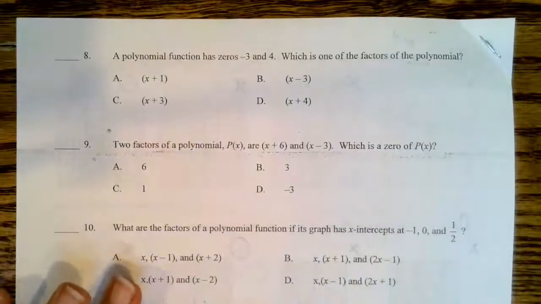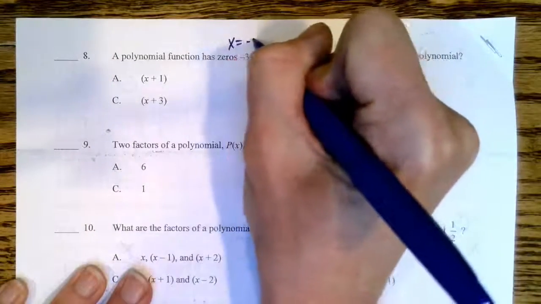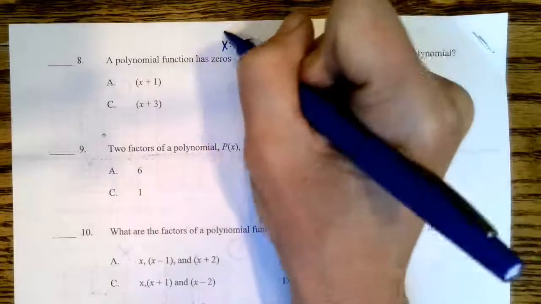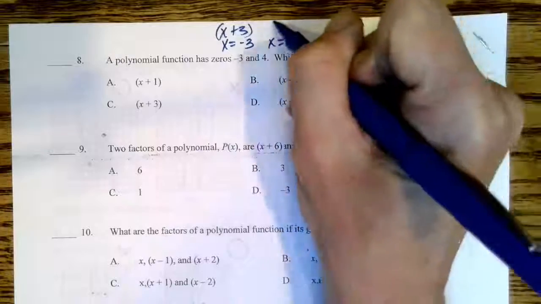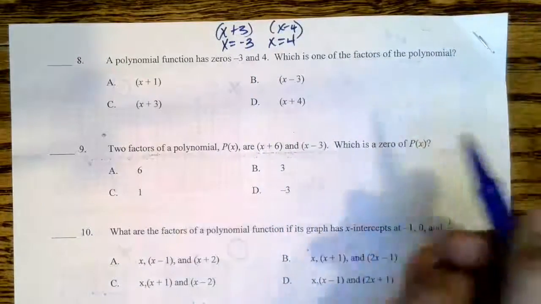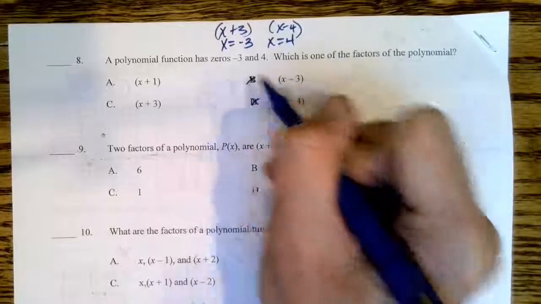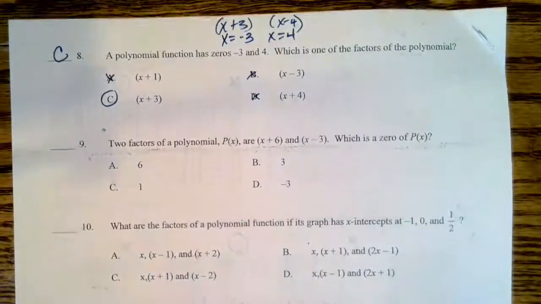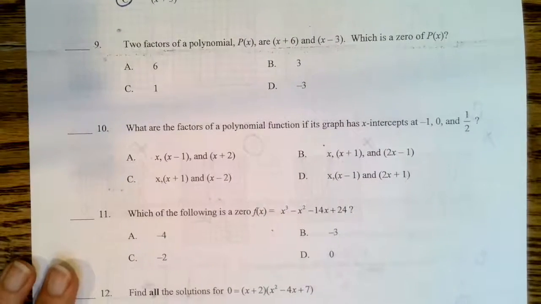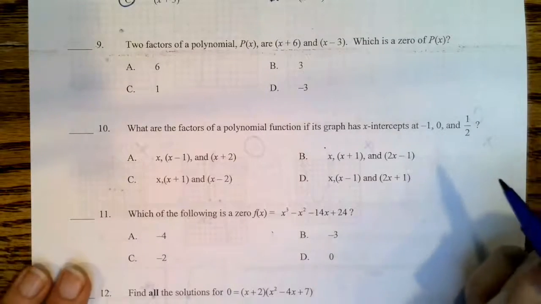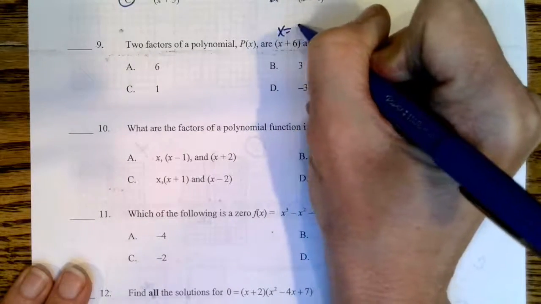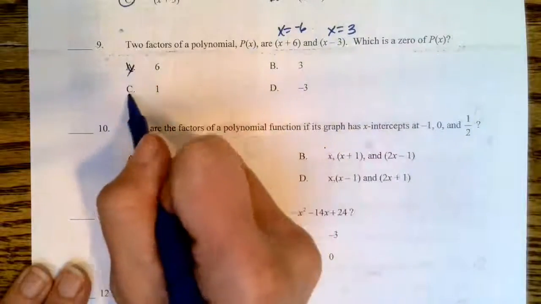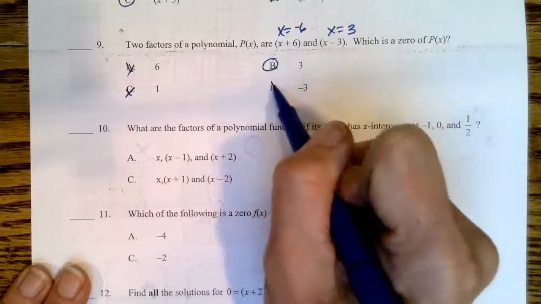All right, a polynomial function has zeros where x is equal to -3 and x is equal to 4. Which is one of the factors? So this is going to be x plus 3 is equal to 0 and x minus 4 is equal to 0. So not that one, not that one, not that one. Don't you love how they try to trick you there? All right, two factors of a polynomial are x plus 6 and x minus 3. Which is a 0? This means x is equal to -6 and x is equal to 3. So no. Yes.